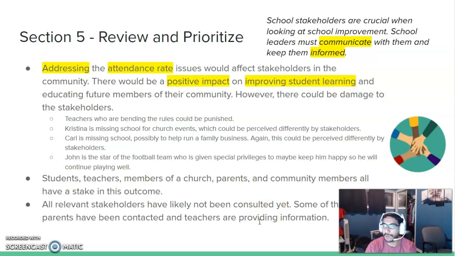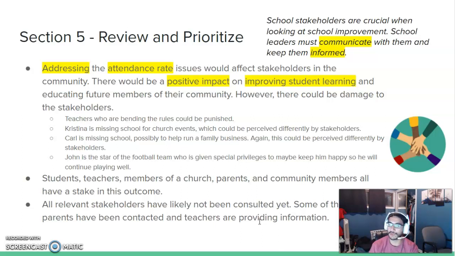However, there could be damage to the stakeholders. Teachers who are bending the rules could be punished. Christina is missing school for church events, which could be perceived differently by stakeholders. And Carl's missing school, possibly to help run a family business. Again, this could be perceived differently by stakeholders. And John is the star of the football team who is given special privileges to maybe keep him happy so he will continue playing well.